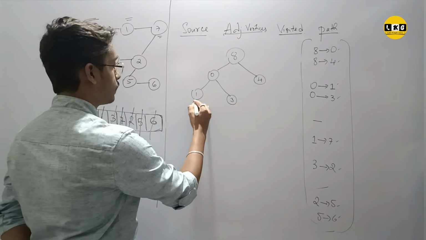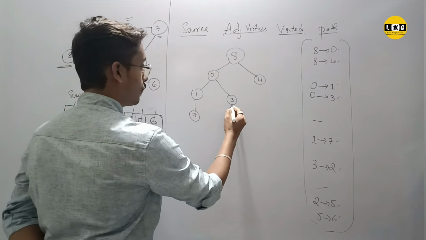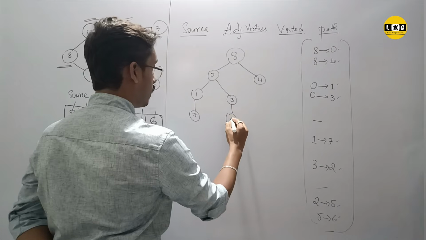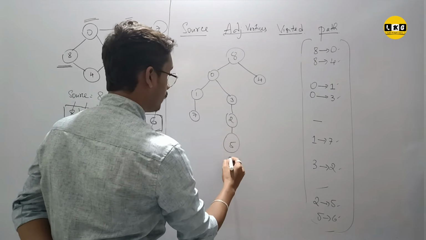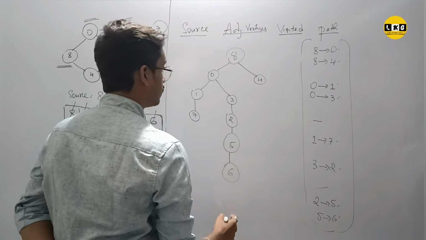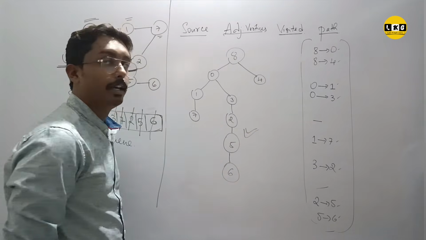Yes. From 1 we are visiting node number 7. From 3 we are visiting node number 2. And from 2 we are visiting node number 5, and from 5 we are visiting node number 6. This is the answer for BFS.